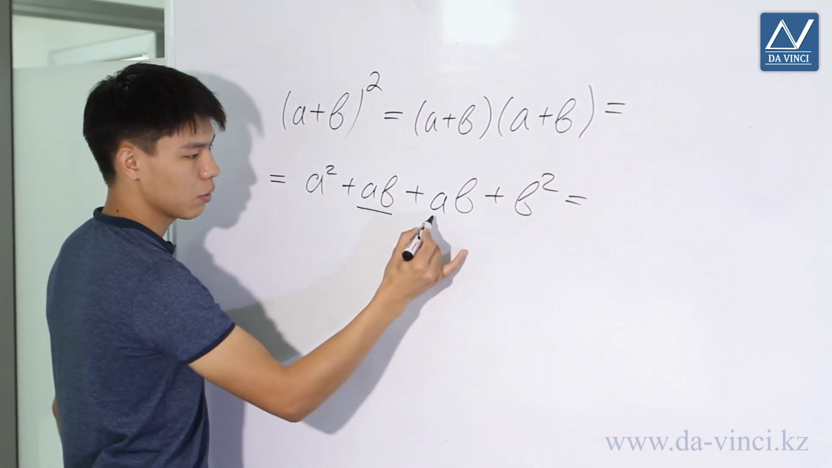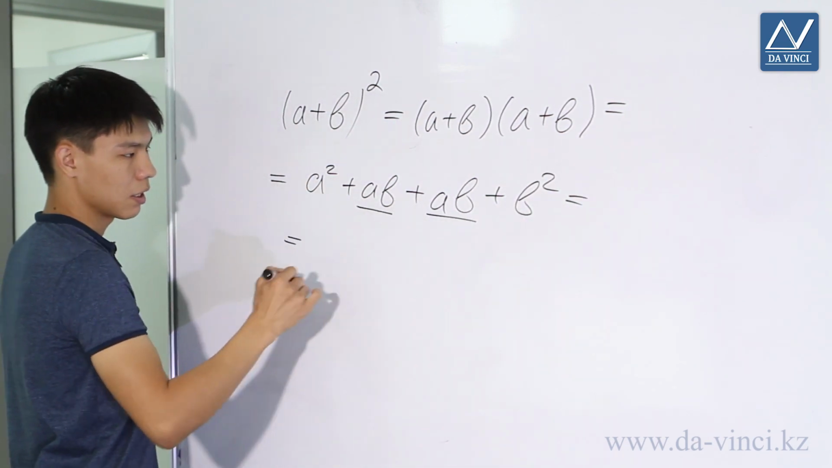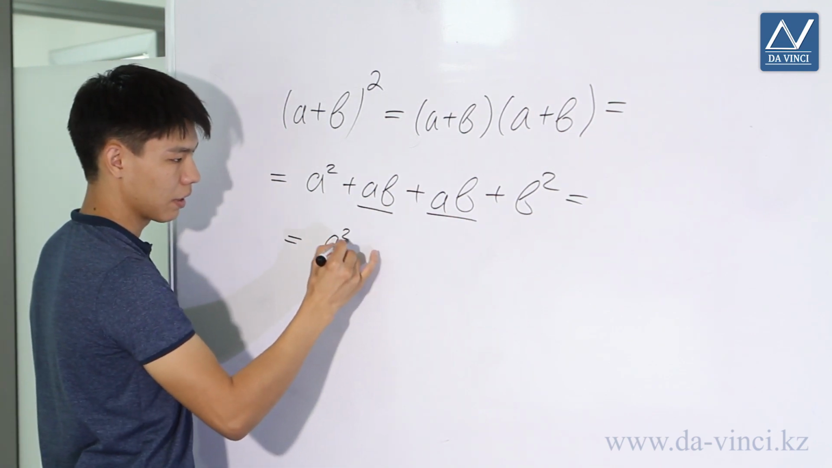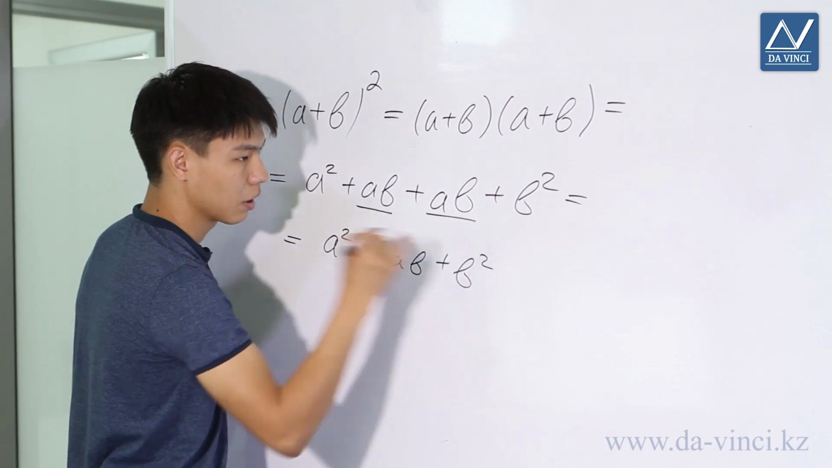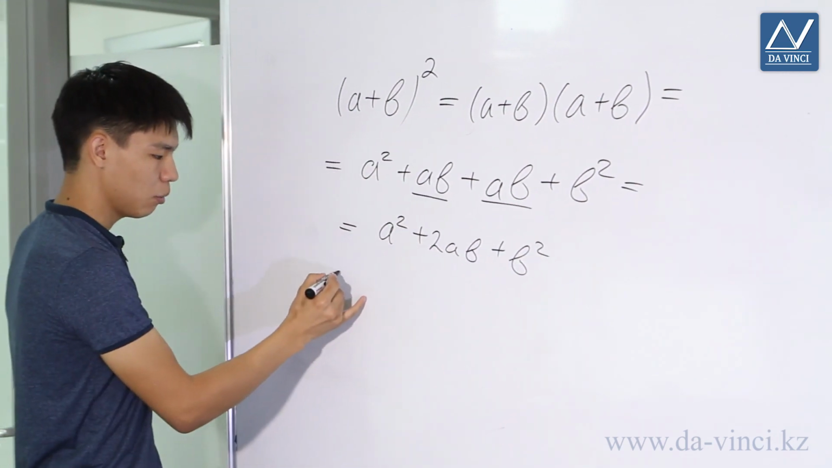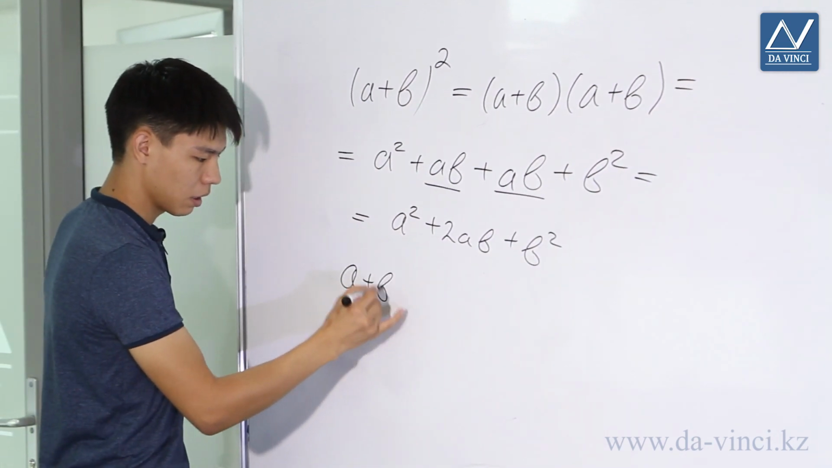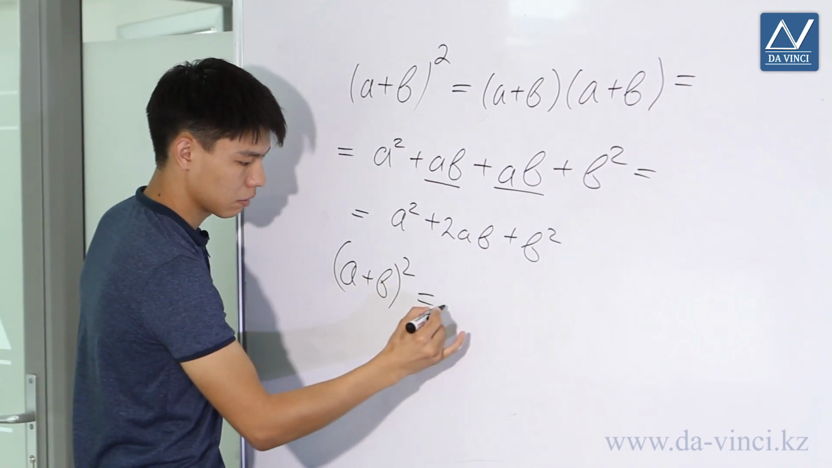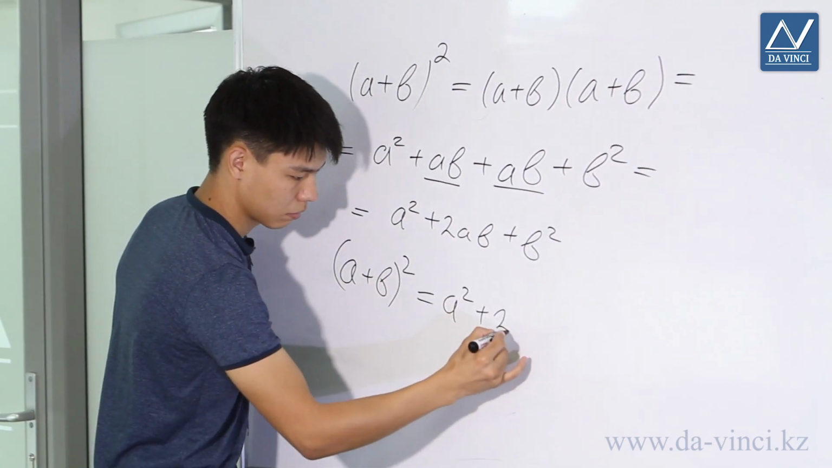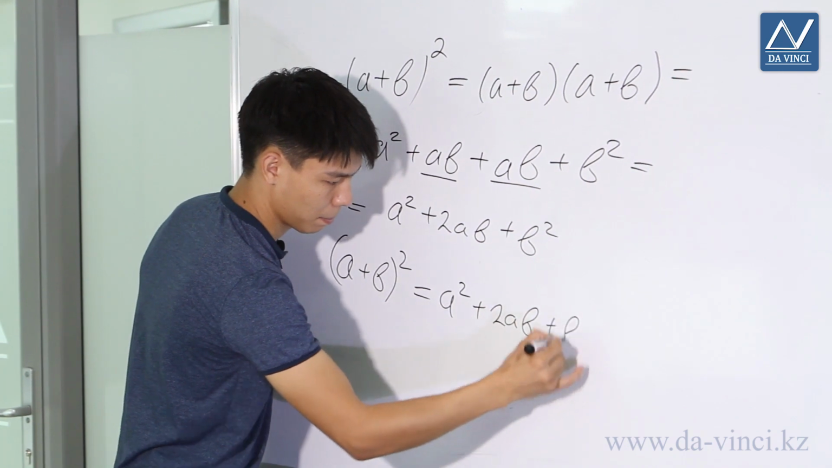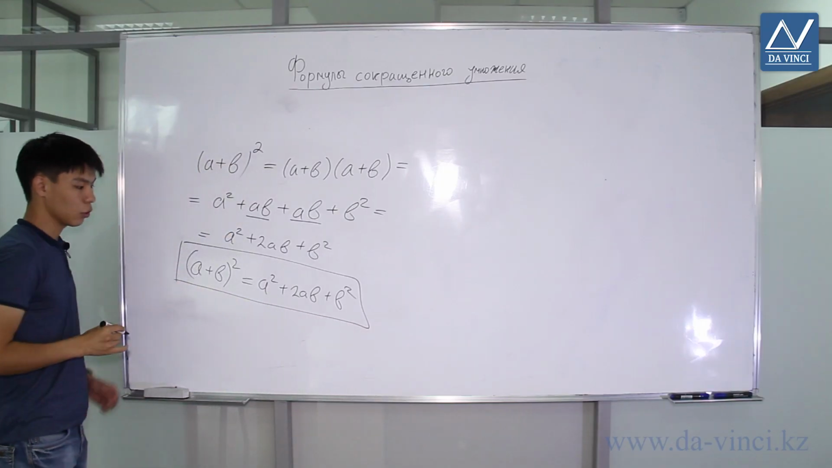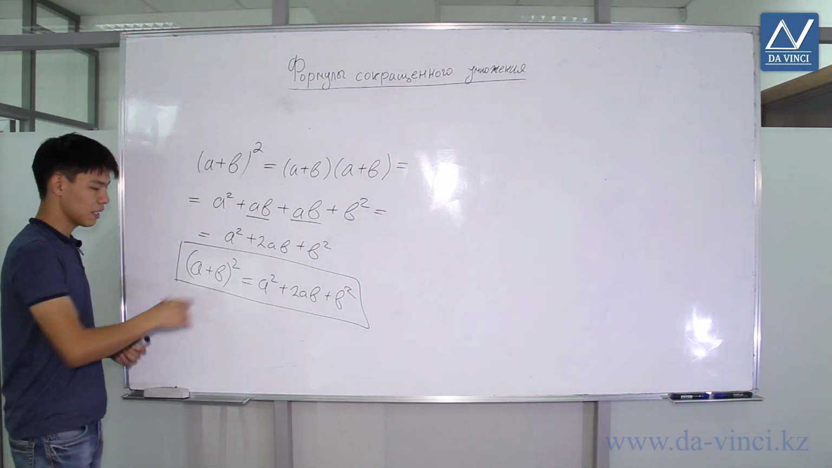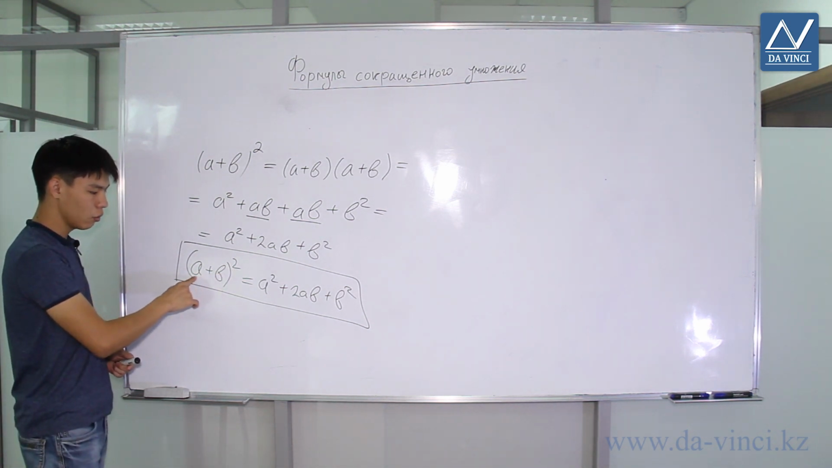Now we see that in the middle we have two similar components. So we add them and get the result: a squared plus 2ab plus b squared. We've come to a formula. This is our first formula of reduced multiplication. This formula is called the square of the sum of two expressions.